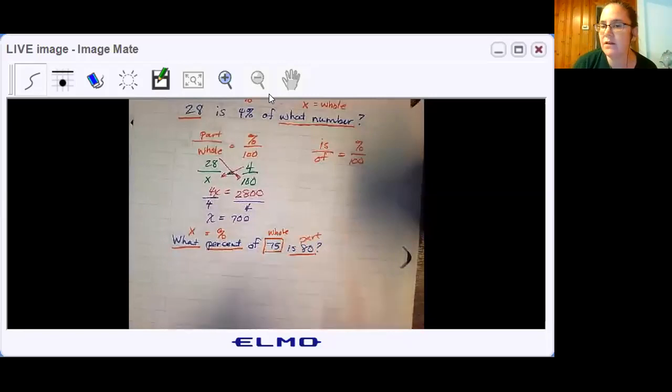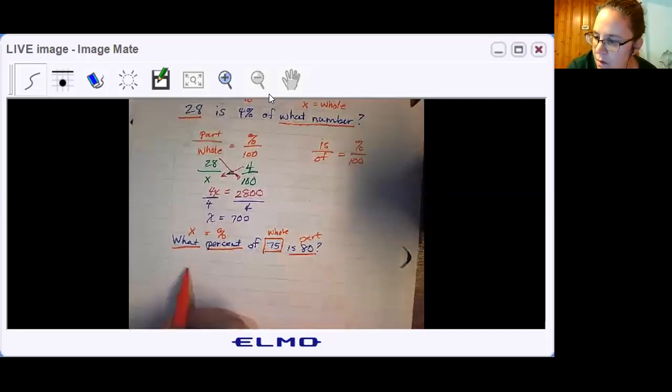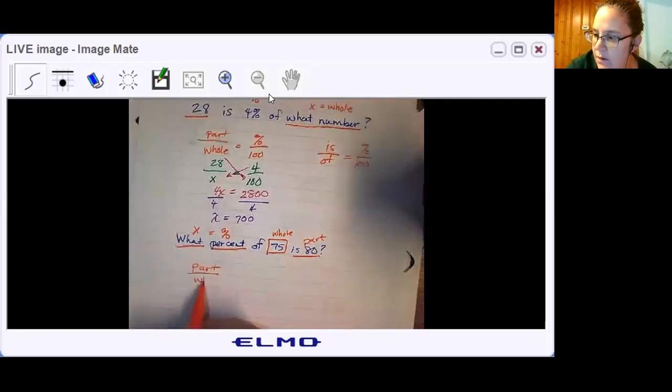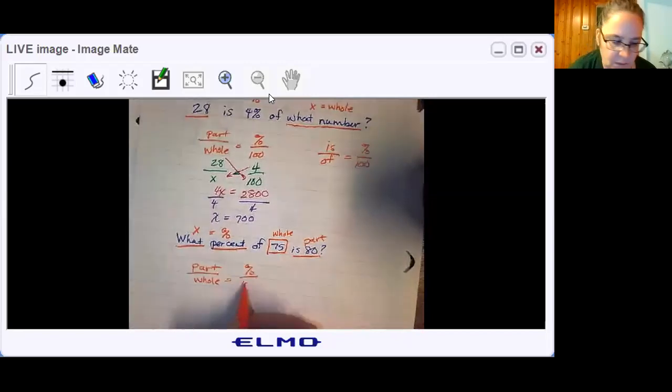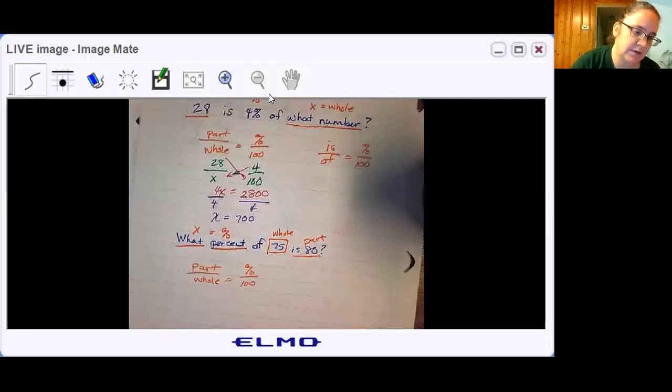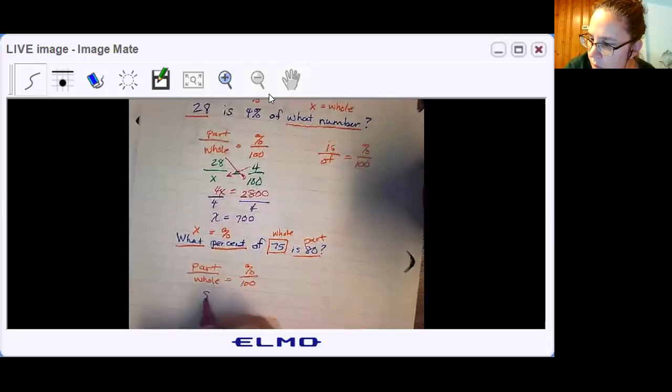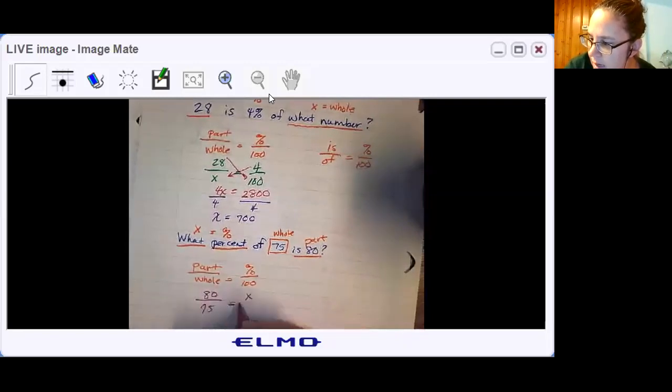Now this one's going to feel a little strange because our part is actually bigger than our whole, but let's follow through and see what happens. We're filling in part over whole equals percent over 100. We know what our pieces are. We've identified, we've labeled all our pieces. So now we're going to go part is 80. Whole is 75. I don't know my percent out of 100.